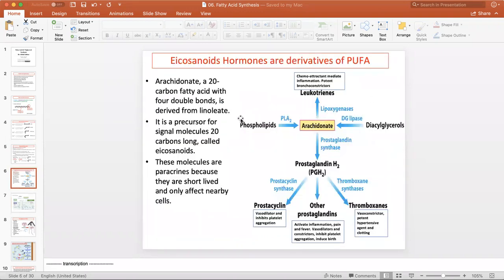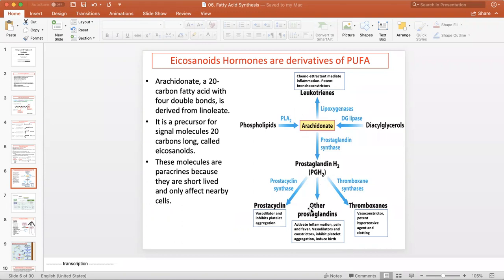Let's go back to this diagram. We have the phospholipids, the same phospholipids that I discussed. With the help of phospholipase A2, they are converted to arachidonic acid. From arachidonic acid, there are two pathways: either the prostaglandin pathway with the help of cyclooxygenase, or the leukotriene pathway with the help of lipoxygenase. Now, what are the different functions of the leukotrienes? Leukotrienes are basically bronchoconstrictors. You can think that they have a role in asthmatic patients because they are potent bronchoconstrictors. They are also chemoattractants for inflammation, so they attract different white blood cells.